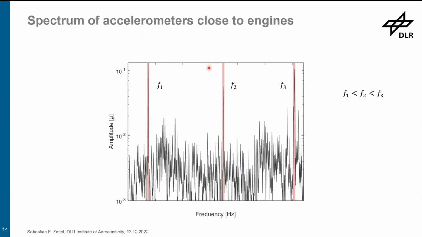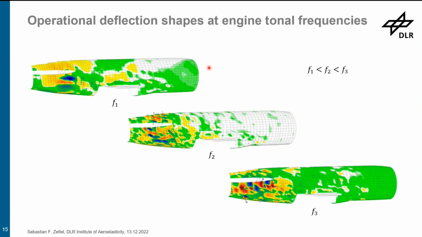From sensors we installed on the pylon during the engine run, we were able to extract the engine tonal frequencies. And yeah, we use these frequencies to identify the operational deflection shapes from the shaker excitation on the pylon in order to visualize how the fuselage vibrations might look for the engine excitation on the full fuselage.